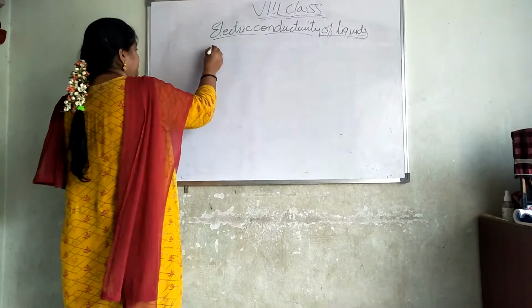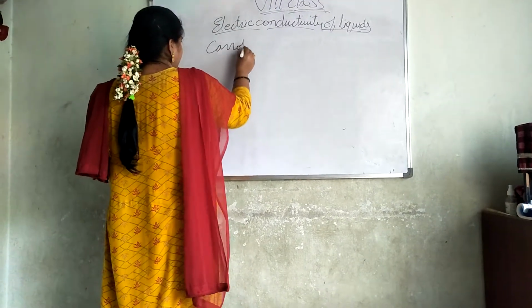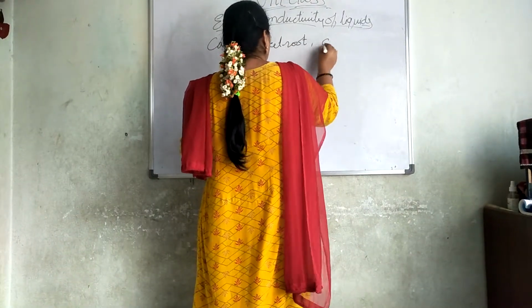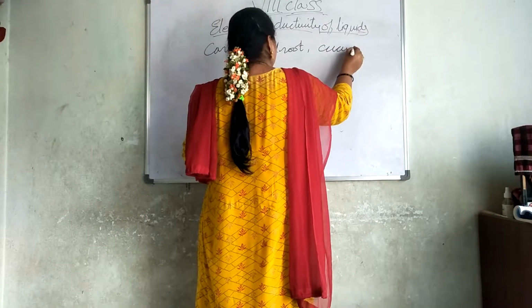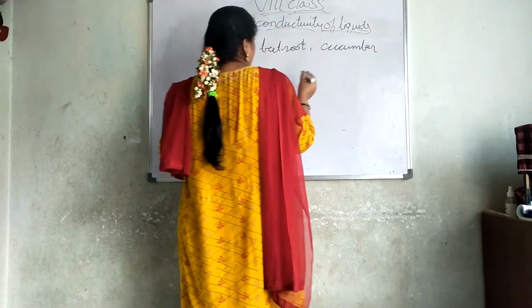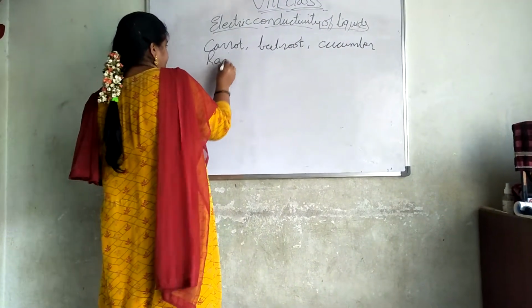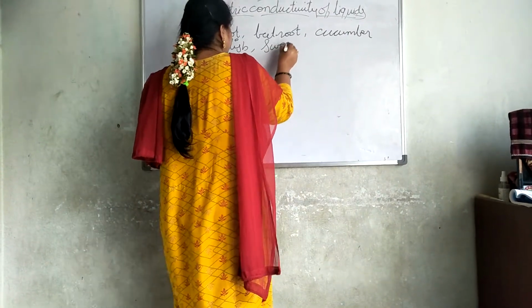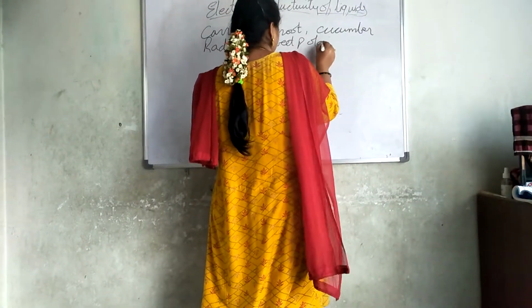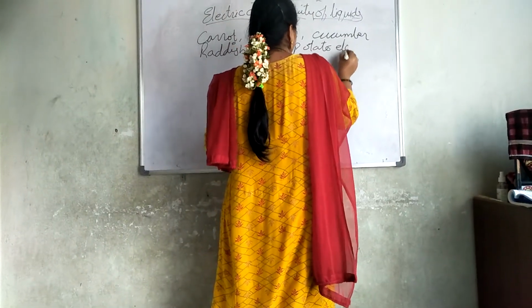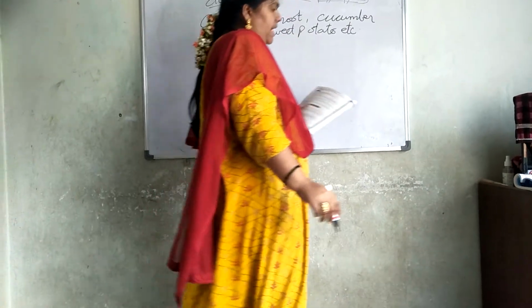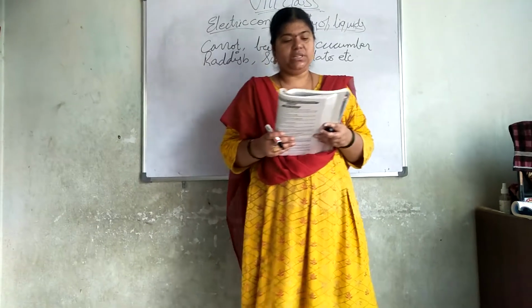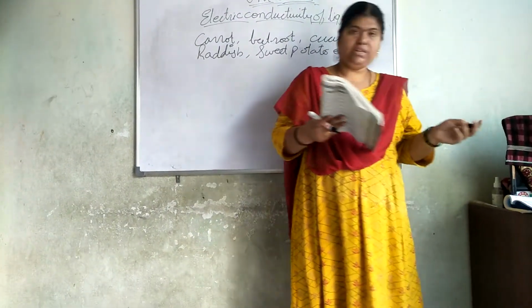What are the other vegetables where the bulb glows? It is carrot, beetroot, cucumber, radish, sweet potato, etc. In all of these also a chemical reaction takes place, and they will produce this effect. Here some questions are given.